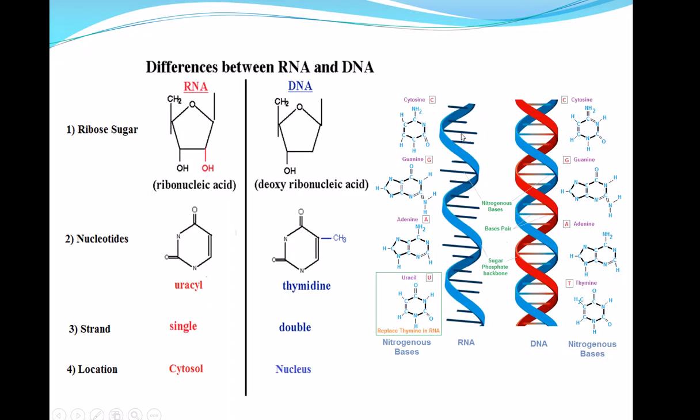Again, to just compare the differences: RNA has the ribose sugar. DNA has the deoxyribose sugar. Instead of the thymine that we find in DNA, we have the uracil nucleotide. DNA is double-stranded, RNA is single-stranded. DNA functions primarily in the nucleus, and RNA functions primarily in the cytosol.